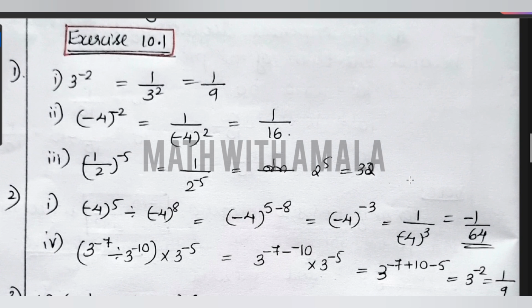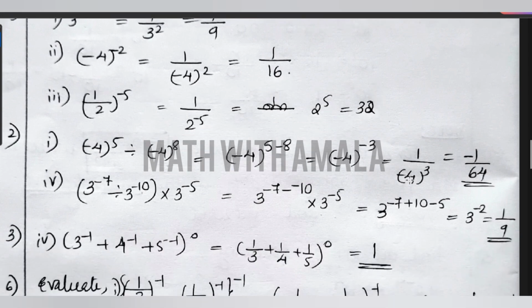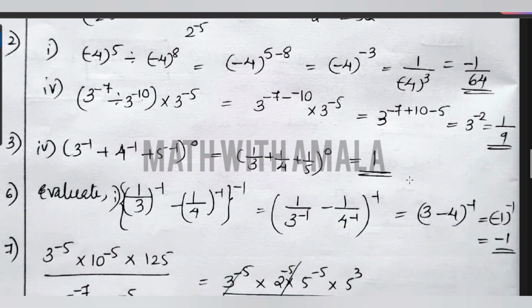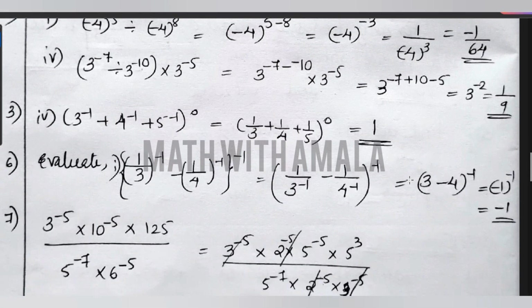Exercise 10.1. 3 raised to minus 2 can be written like 1 by 3 squared, that is 1 by 9. Minus 4 raised to minus 2 is equal to 1 by minus 4 raised to 2, because a raised to minus m is equal to 1 by a raised to m. Likewise, 1 by 2 whole raised to minus 5 can be continued. And let's concentrate on the problem.